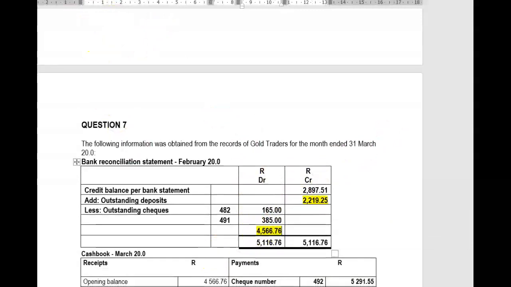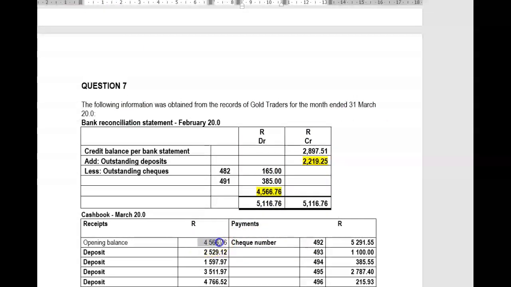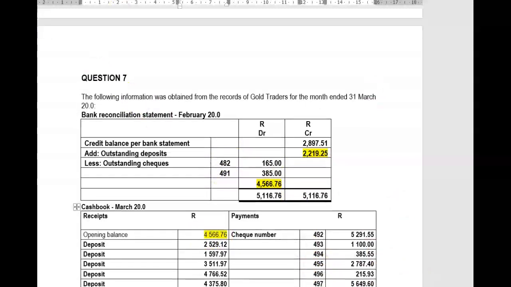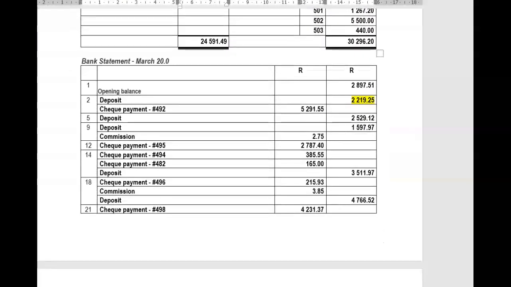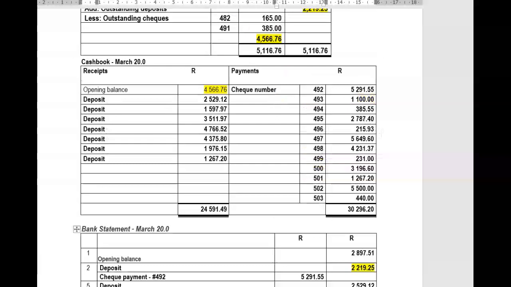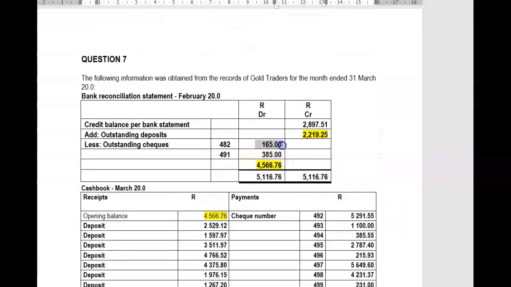Why? Because at the end of the day, you want to be left with those items which is open, which does not reconcile. Let's look at outstanding checks. The first one was check 482, 465 Rand. Let's see whether that, remember what is on our credit side must be on the debit side of the bank. And here we get that check 482, 465 Rand. So that one also reconciles. And you're going to mark each and every one that reconciles.